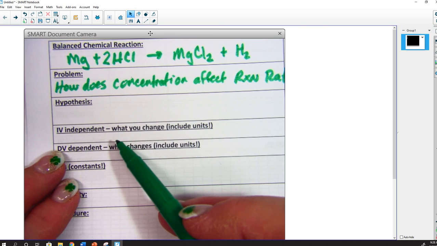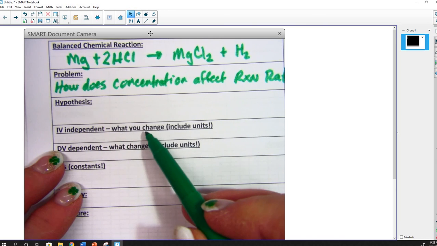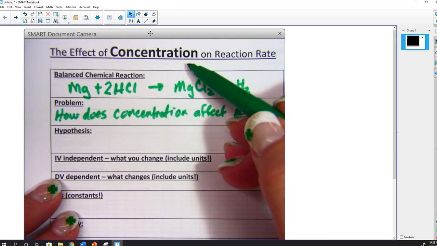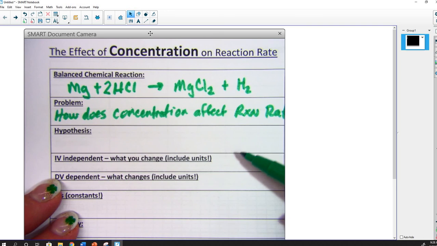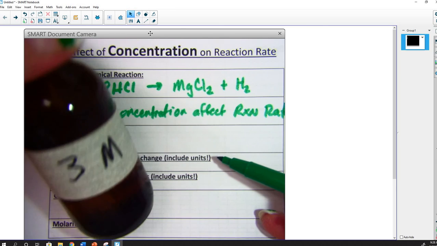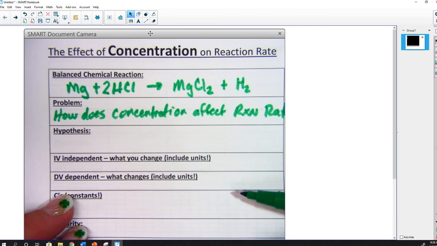Now we get down to here. How many remember what IV is? Good. Independent variable. What is that? It's what you change. Okay, so what am I changing? Concentration. So I'm going to write down concentration. What am I changing in concentration of hydrochloric acid? So I started with 3 molar hydrochloric acid, so I'm going to be changing the 3 molar hydrochloric acid.